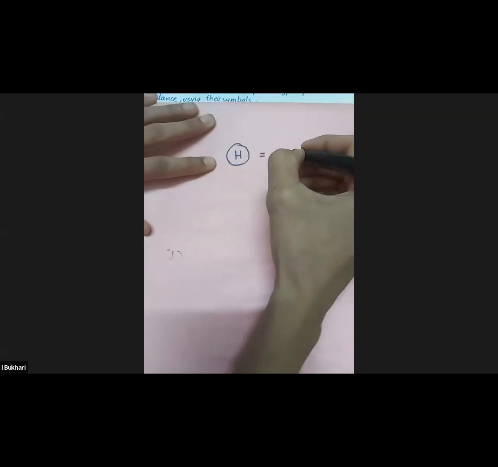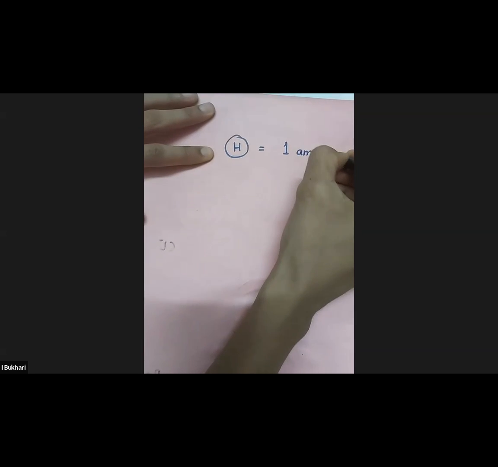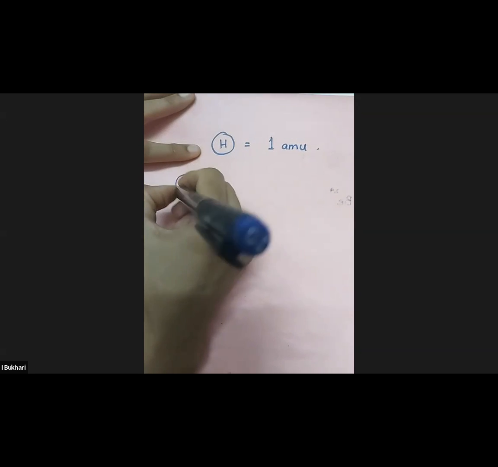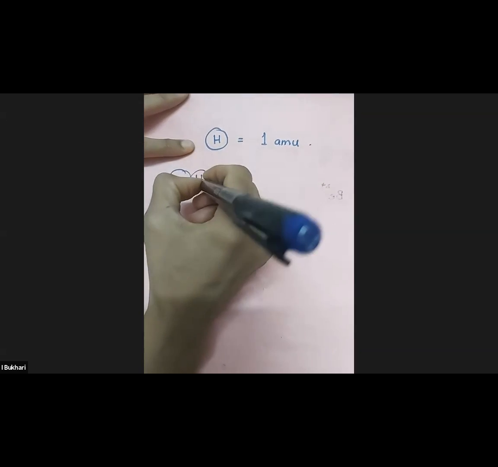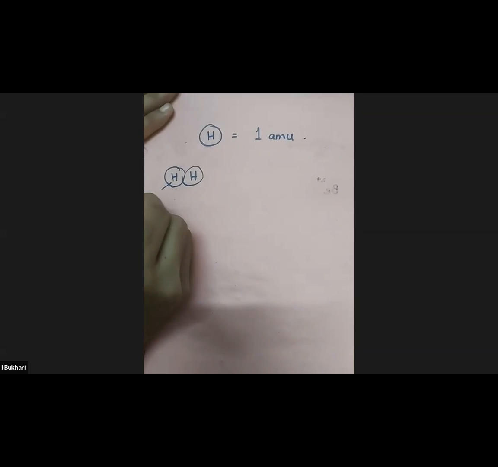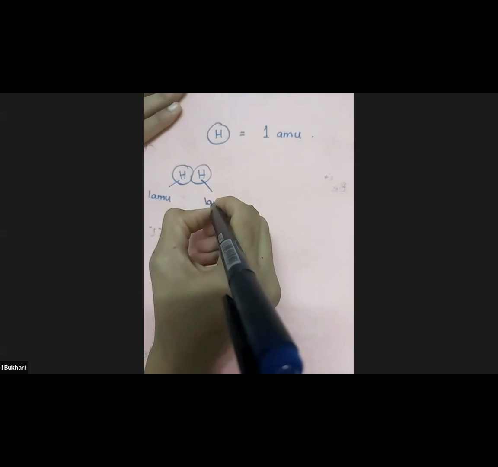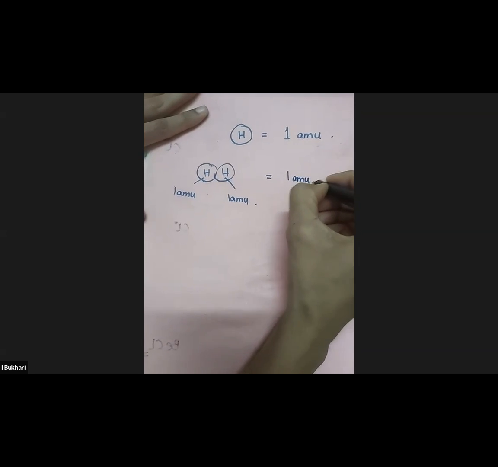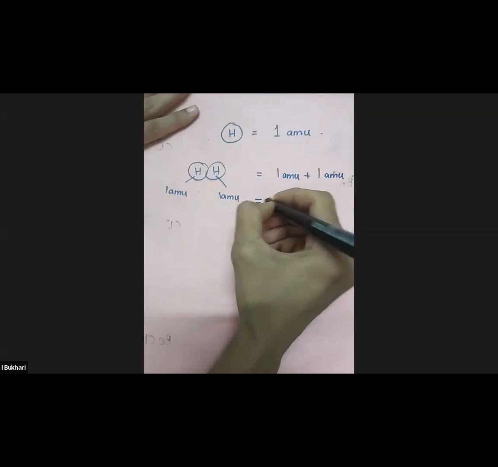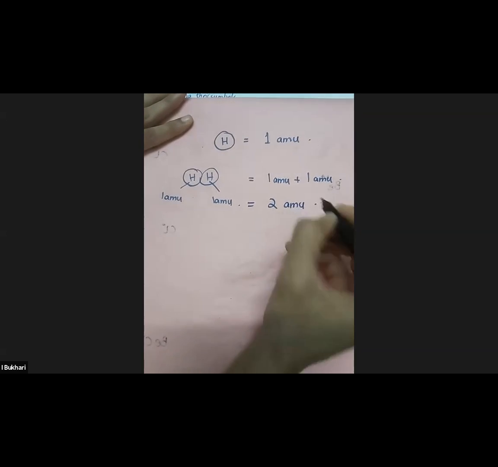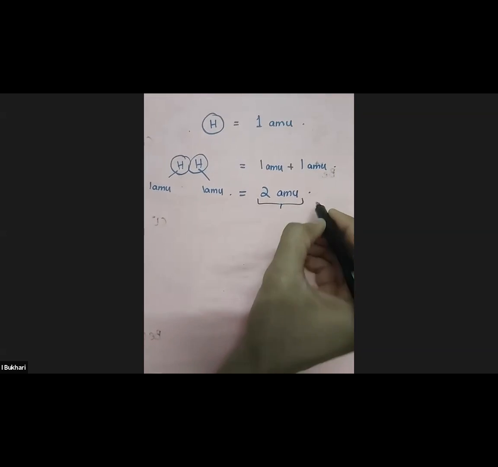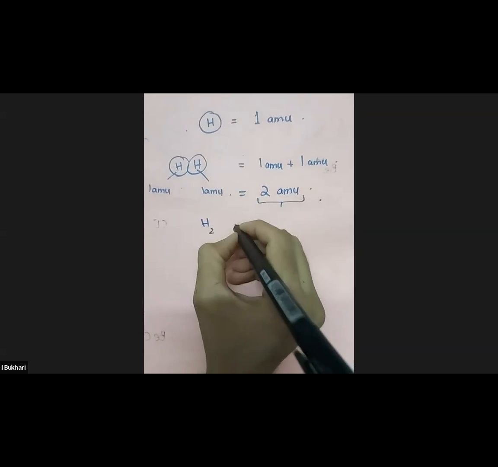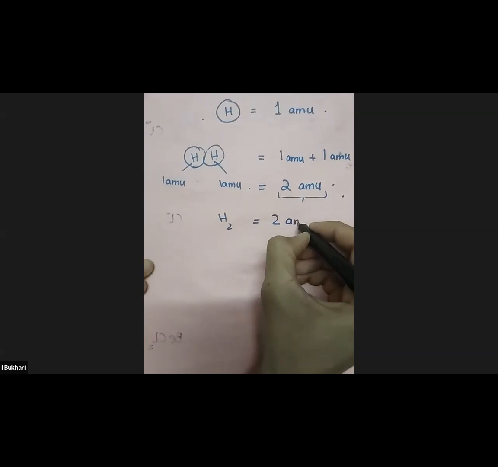I know that one hydrogen atom is 1 atomic mass unit. Now one molecule has 2 of them. So this has a mass of 1 atomic mass unit, and this has a mass of 1 atomic mass unit. The whole molecule's mass would be 1 plus 1, which is 2. So 2 atomic mass units will be the relative formula mass of hydrogen. Simple.